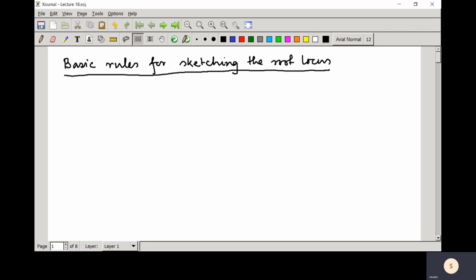This is lecture 18. In the last lecture, we discussed what is root locus. Today, we will show some basic rules for sketching that root locus. So here, I'll be pointing out 7 rules. By applying those rules, you can easily draw the root locus whenever an open loop transfer function is given to you.